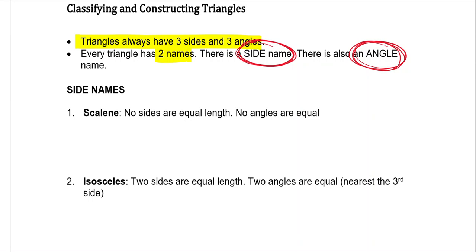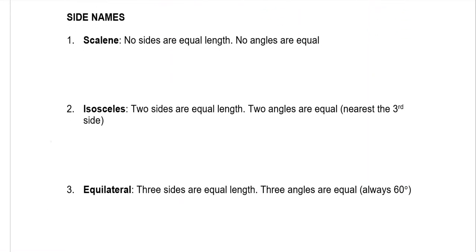So let's quickly go through the 3 different names we have for the different side lengths of our triangles. The first one is called scalene. In a scalene triangle, no sides are the same length. That does also mean that no angles are equal.